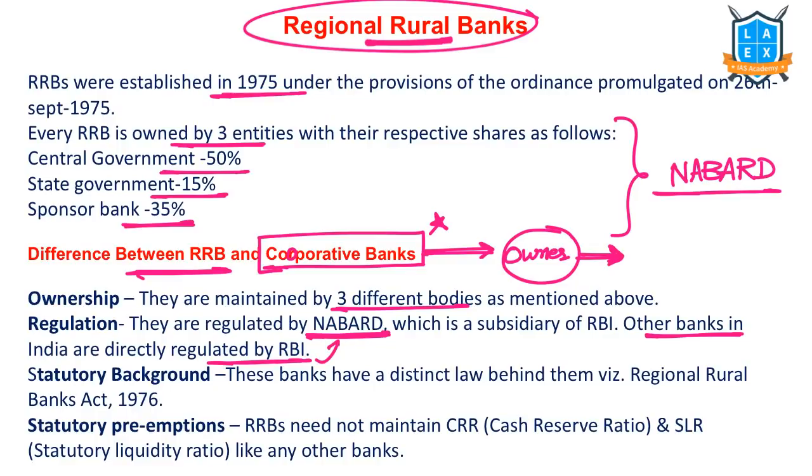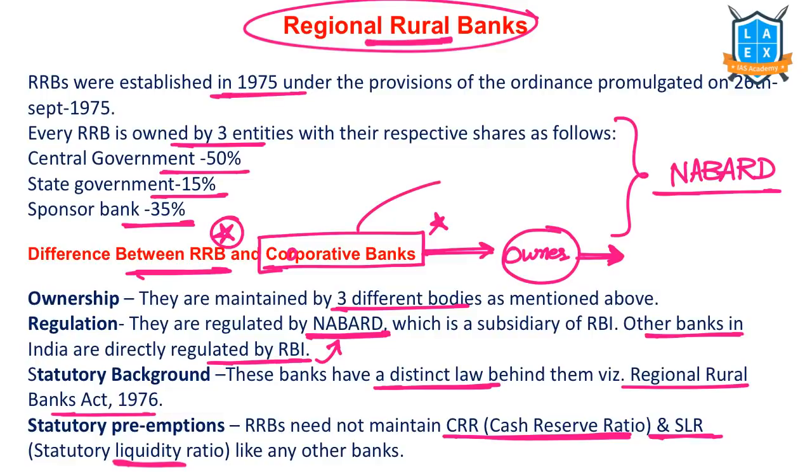Of course, NABARD is again regulated under RBI. What is the statutory background? So these two banks have distinct laws: the Regional Rural Bank Act 1976 and then the Cooperative Banks Act. So two different laws. Statutory provisions, CRR, cash reserve ratio, and statutory liquidity ratio, are not applicable to the RRBs, and cooperative banks don't come under scheduled banks.